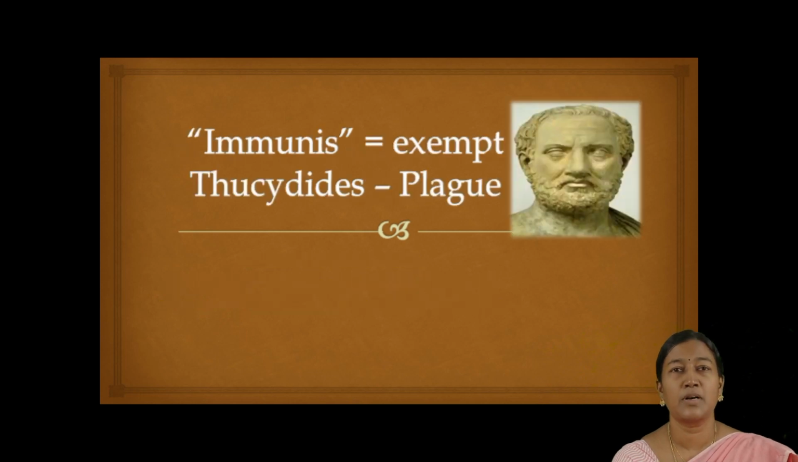It comes from the word immunis, which means exempt from the disease. And it all started with the great historian Thucydides, who studied plague. And he found that those who were affected with plague did not get it again, and only they could nurse the sick. So this was a very important finding and led to immunology.